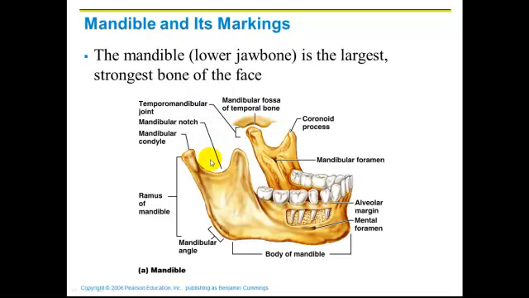The mandible forms the lower jaw. It is the largest and strongest bone of the face. This region here, the mandibular condyle, is rounded and it articulates with the mandibular fossa in the temporal bone. This allows for the opening and closing of the jaw. We then have the mandibular notch, and this leads to the coronoid process. This is a projection of bone that would pass underneath the zygomatic arch.